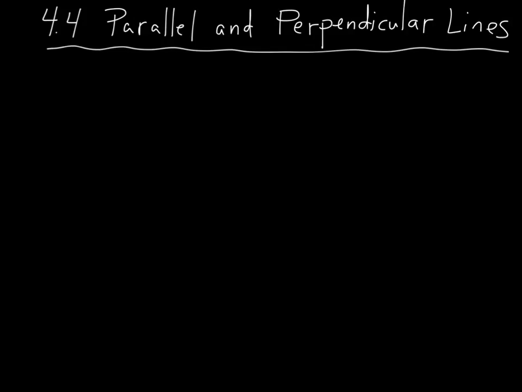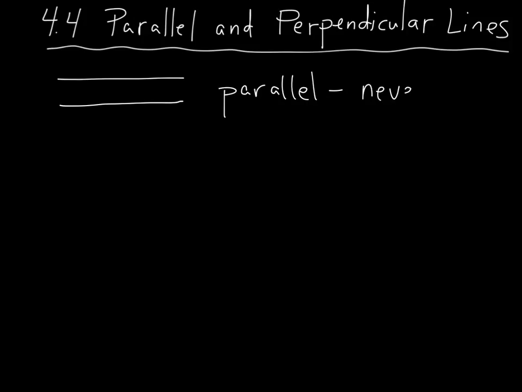Well, parallel lines are lines that never cross. So I'm going to do the best I can. So that would be like a set of parallel lines. So parallel, just for some vocab here, are lines that never cross because they're going in the same direction. Okay, so they have the same slope. That's why they never cross.